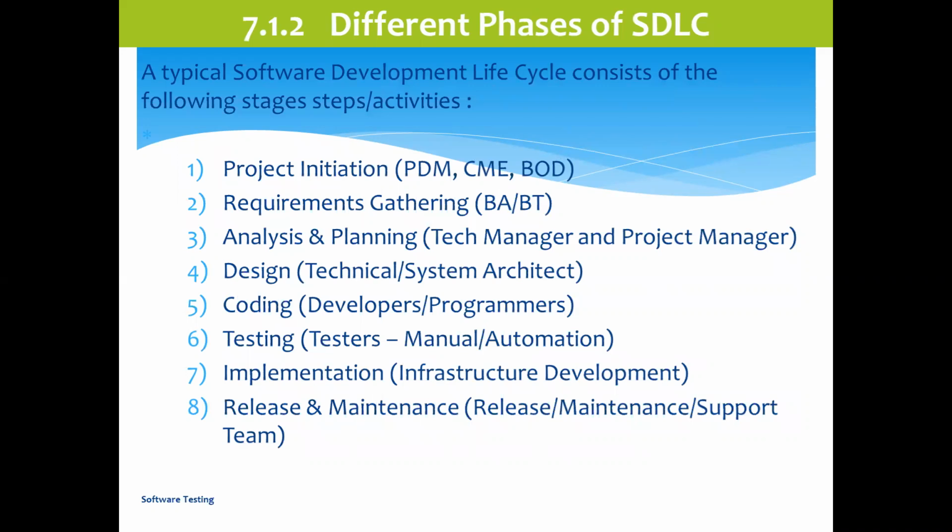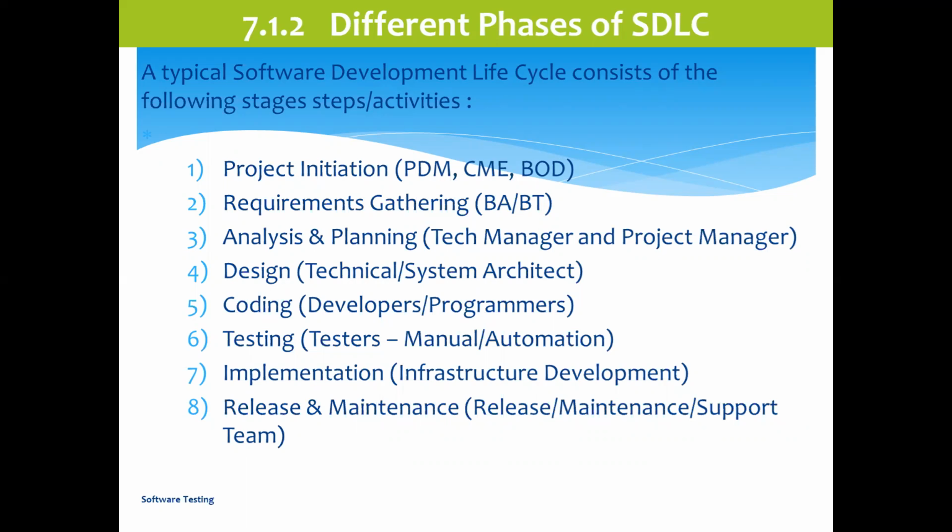Okay, next, what are the different phases of SDLC? So a typical software development life cycle consists of the following stages, steps or activities. Here it mentions 8 steps or 8 stages, starting from how the projects come, where it will start, and where the project will end. So these are completely different stages.